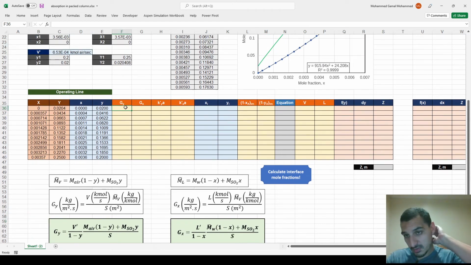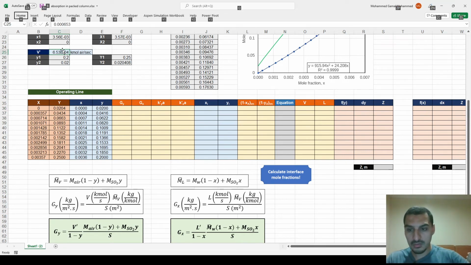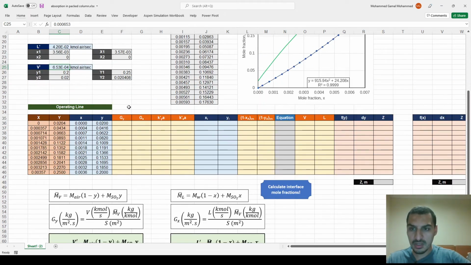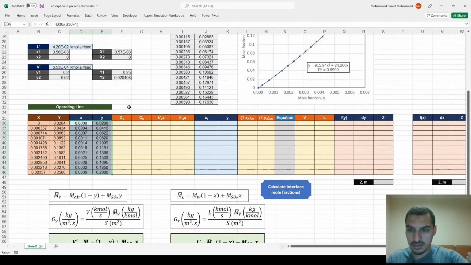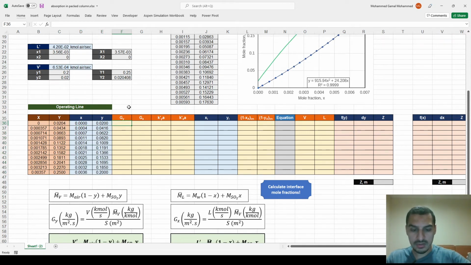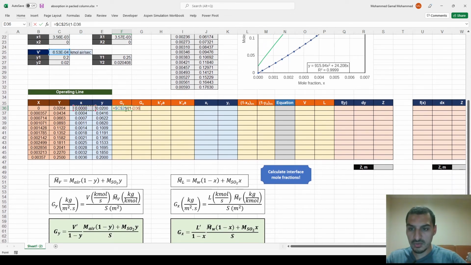For GY, I'm going to go one by one. It's going to be V dash, click F4, divided by 1 minus Y, multiplied by the molecular weight of air.